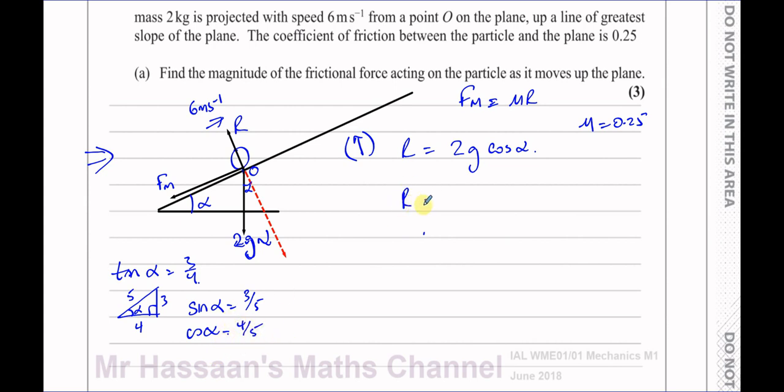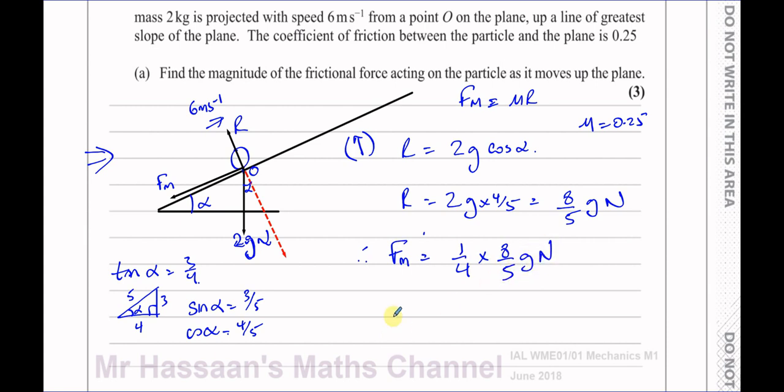So I can say R is equal to 2 times g times 4/5. Okay, so I end up with 8 over 5 g. Now, that's R. That's the value of R. So therefore, the friction, which is at its maximum value, is mu, which is 0.25. I'll write that as a quarter times 8 over 5 g newtons. So F max is equal to, that cancels with that, 2/5 g newtons.